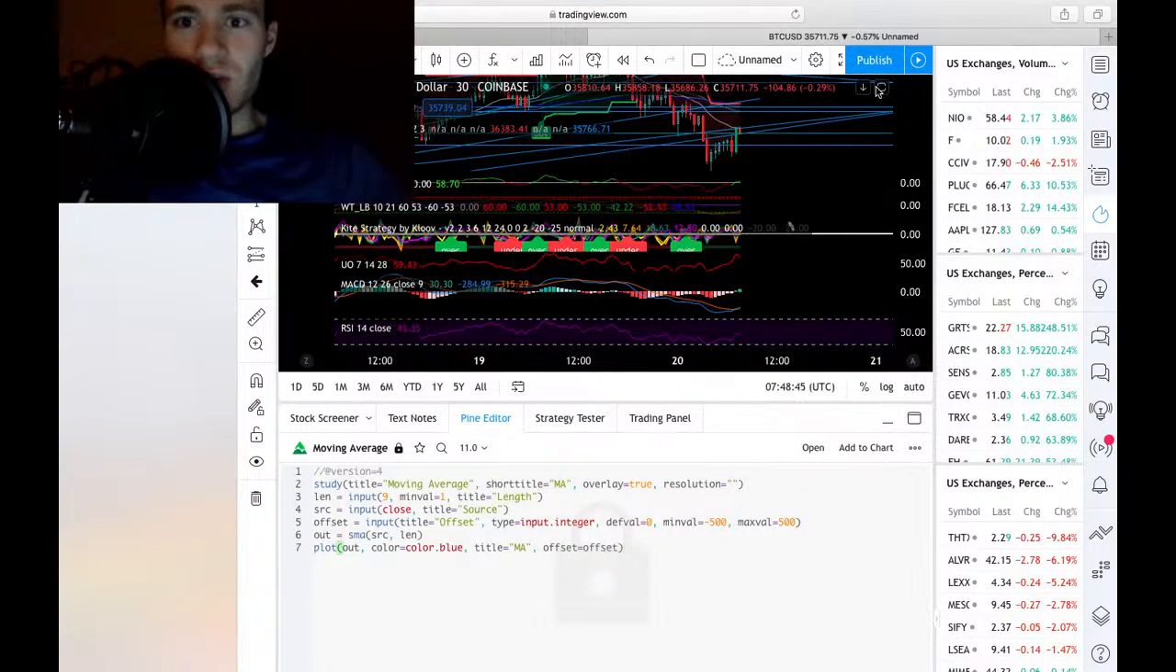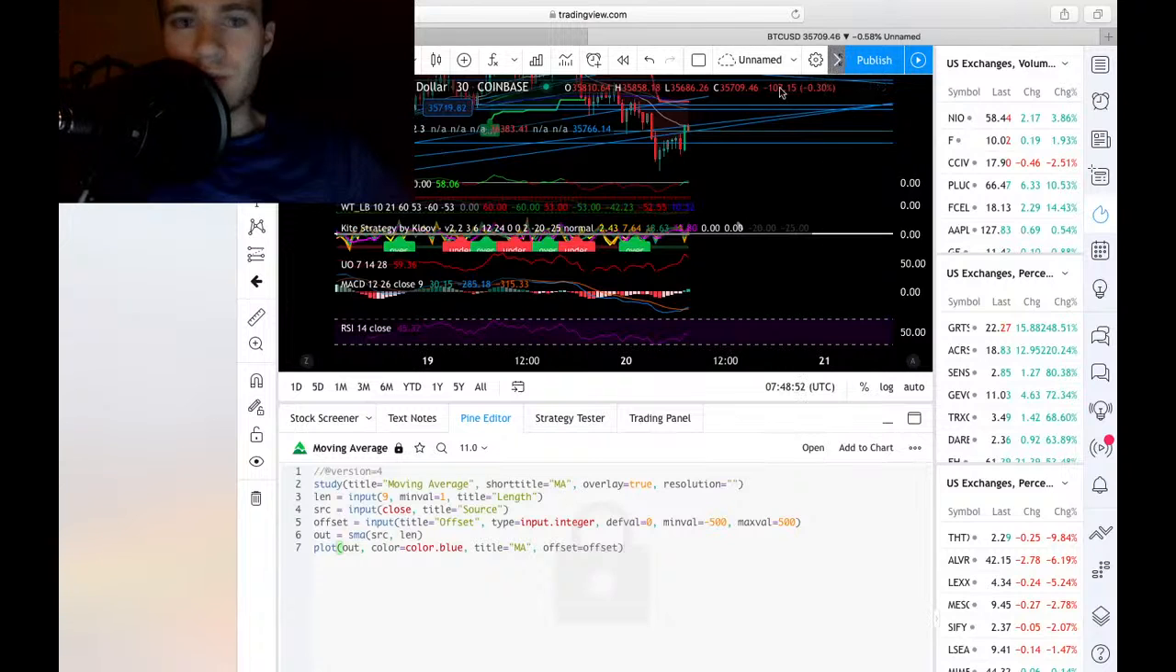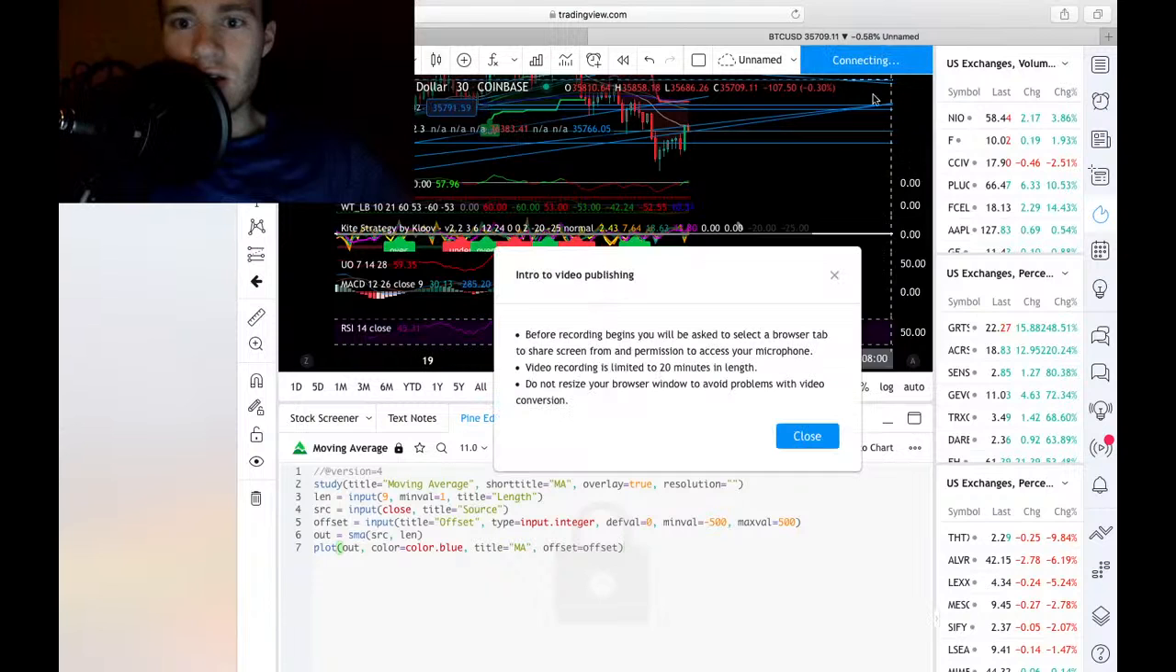It keeps saying publish. I don't know how to zoom in without it. TradingView's all messed up. Sometimes I'm like, why is this the industry standard? Like, seriously.